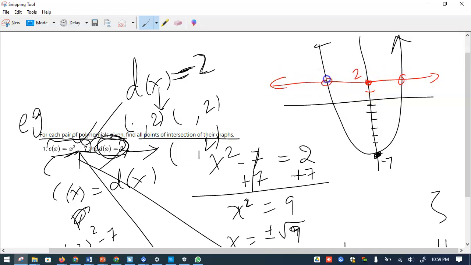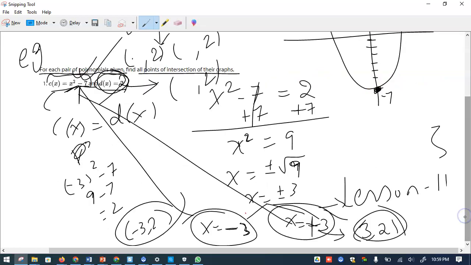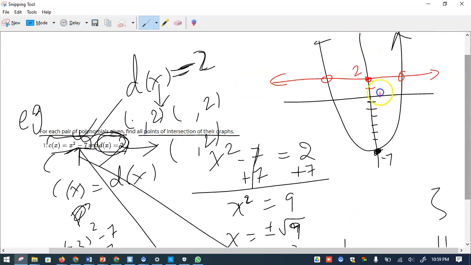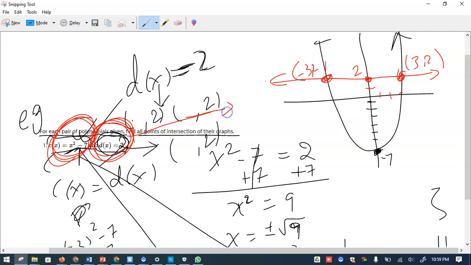So these are the places where they cross. One is minus 3, 2, and the other one is 3, 2. So this may be 1, 2, and 3. That's the point 3 and 2, and that's the point minus 3 and 2. So that's all the question was: where do the two polynomial functions meet? So this was the example where one of them had the presence of x. This one does not. That means it's just a constant function, which is a horizontal line like this, where d(x) is 2.